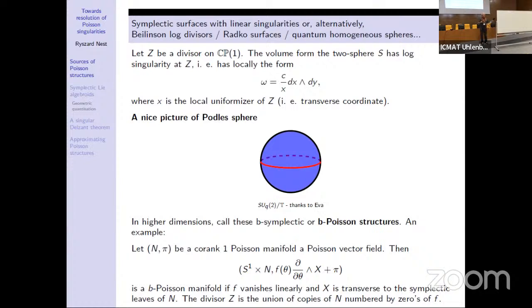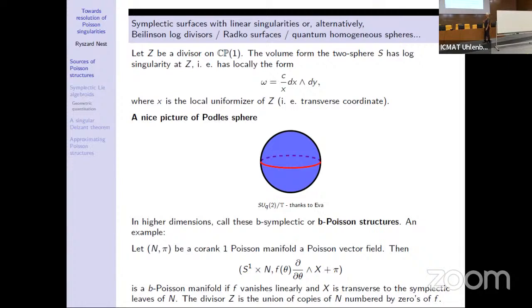Beilinson first started studying these things in analytic algebraic geometry, quite some time ago. Then there are these quantum homogeneous spheres, which are related to this picture, and I will come back to it at one moment. They are called Podleś spheres, actually. In this case, the Poisson structure has a linear singularity. The corresponding symplectic form blows up at the equator. So it's like 1 over x, where x is the distance from the equator.